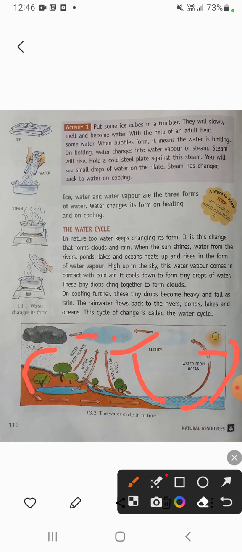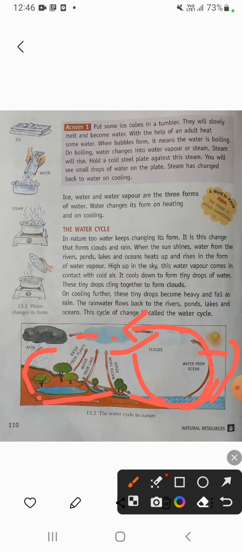rainwater flows back into the rivers, lakes, ponds and seas, and this water gets heated by the sun. Okay, and it goes up into the air to form clouds. Okay, so this way the water cycle goes on in nature.